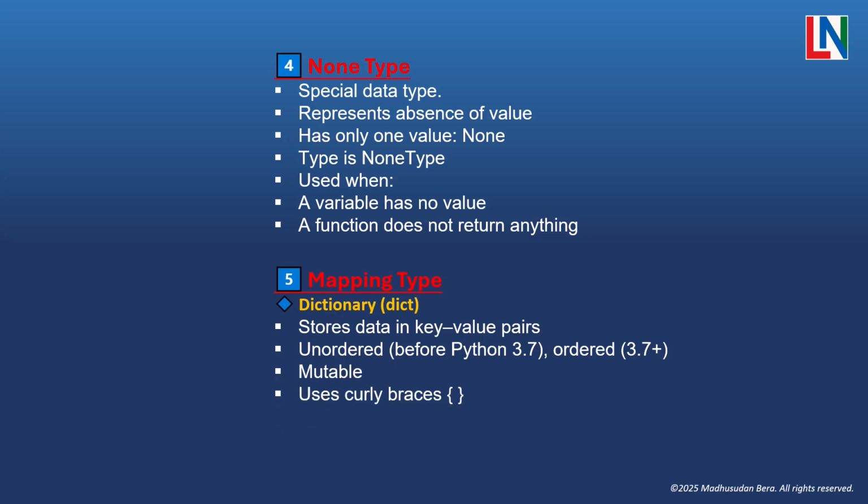Uses curly braces. For example, within curly braces, in double quotation "name", colon, in double quotation "Rahul", comma, in double quotation "age", colon, 18. Here name is the key and Rahul is the value, and age is the key and 18 is the value. Keys must be unique.